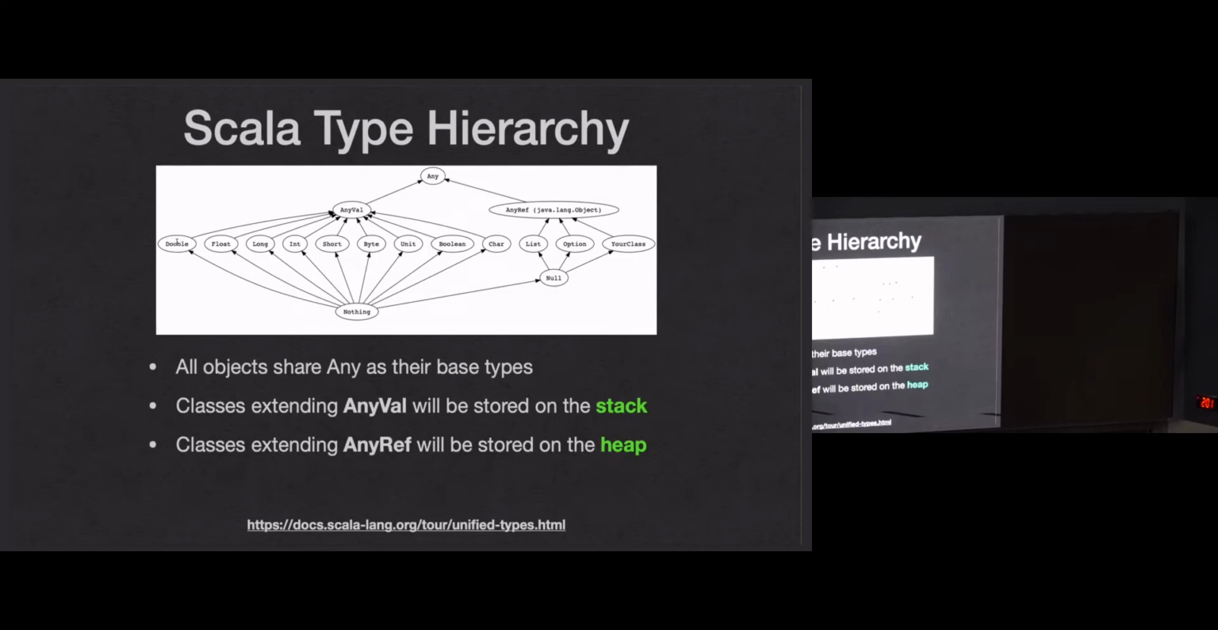We have these types that we've been working with: double, float, long, int, short, byte, unit, boolean, char. All these types extend AnyVal. And then we have everything else, including every class that you write, extends AnyRef. And anything that extends AnyVal is going to be stored on the stack directly. We work with values. AnyVal, short for any value. We work with values of those types.